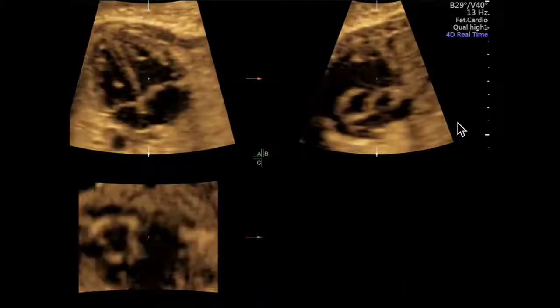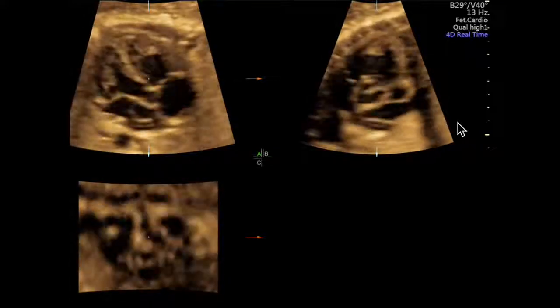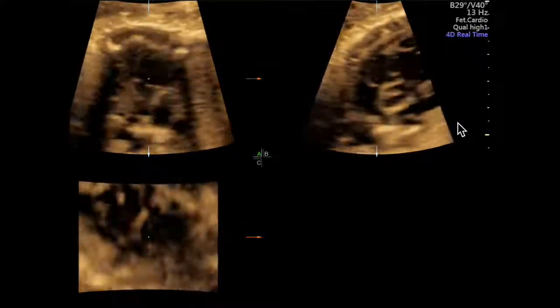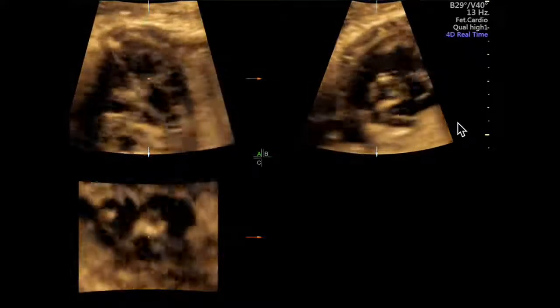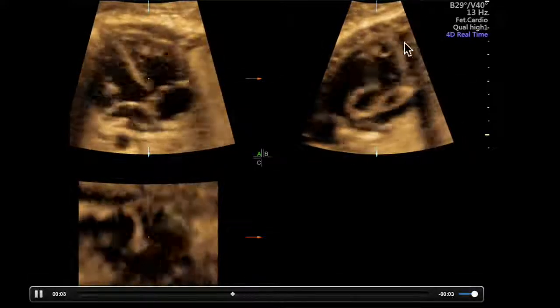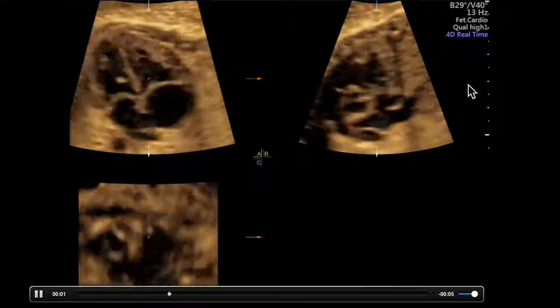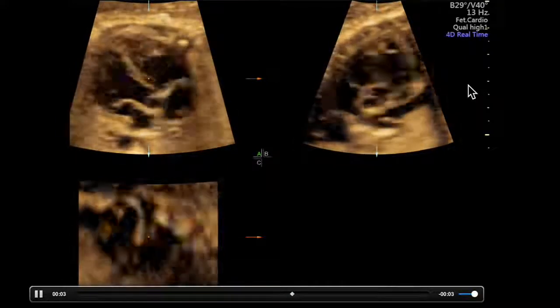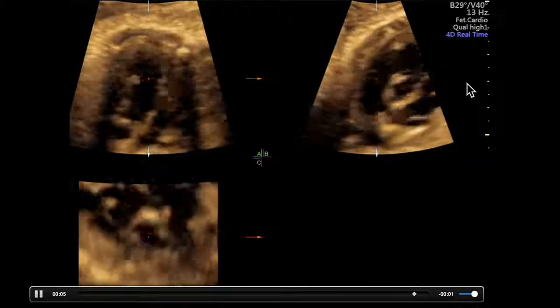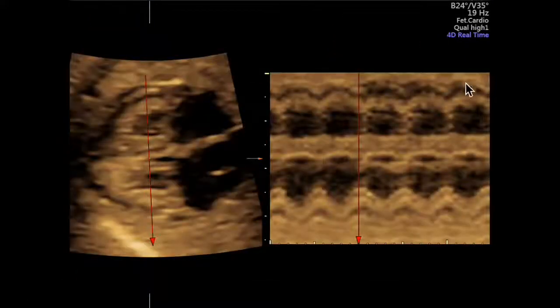And here's just a 4D sweep. You can see going up from the diaphragm into the 3-vessel view, back down again, and we can reproduce, in this case, the ductal arch just in real time without having to do anything more. This can also be done with color flow superimposed, so just to give you guys some ideas.